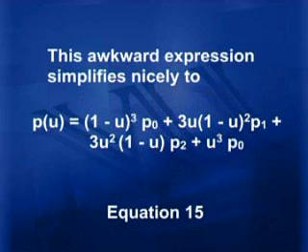Now this awkward expression can be simplified pretty nicely to come up with the expression that you are seeing right now. P of U is equal to (1 minus U) cube P naught plus 3U times (1 minus U) whole squared P1 plus 3U squared times (1 minus U) times P2 plus U cube times P3. This is a result of simplification of the last equation, number 14. Let's mark this simplified expression as equation number 15.